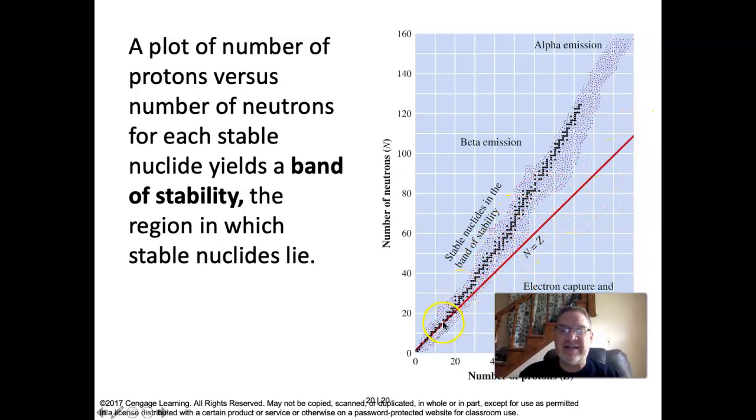This is a chart that details it. Everything in this area right here is where our stable isotopes exist. And what you see in the darkened spots, those are each of the stable isotopes. What's also nice about this chart is it tells you, if my isotope falls under here, or here, or here, it's going to tell you what type of decay it's going to undergo so that it gets into this band of stability.